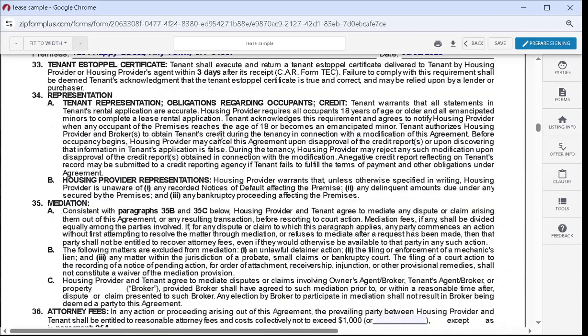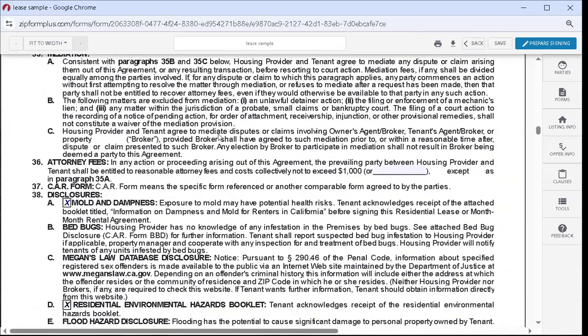Okay. So where did okay, 36, pay attention to the attorney fees. It defaults at $1,000. If you want it to be 2,000 or more, you would put that there, okay?